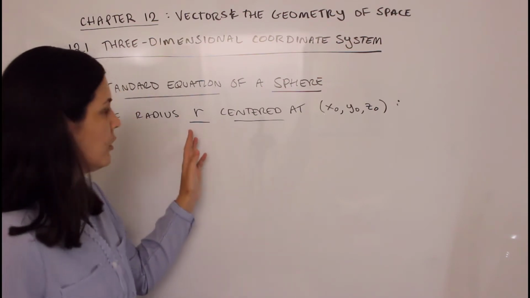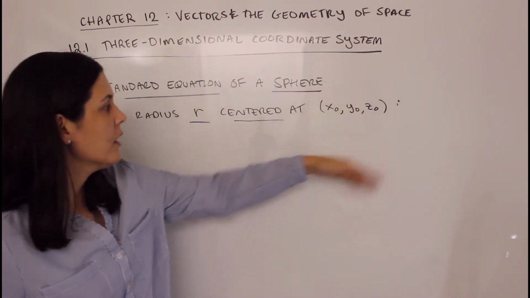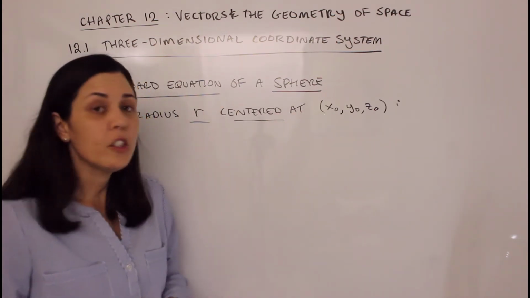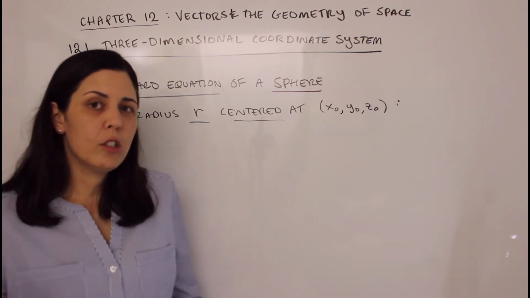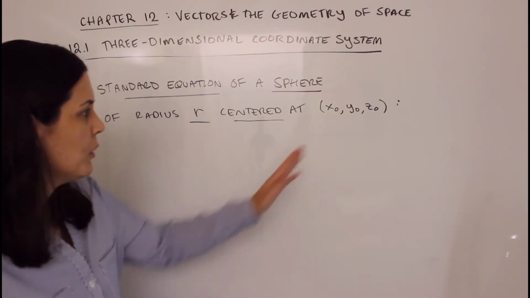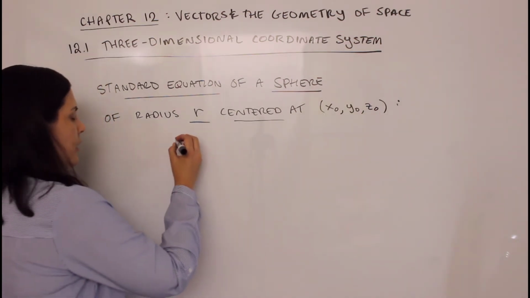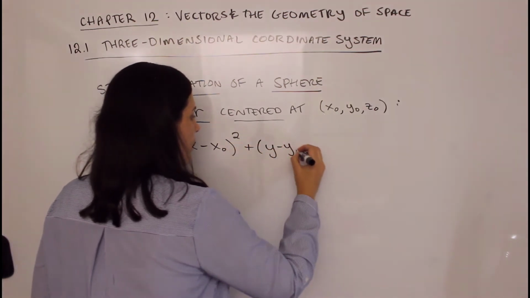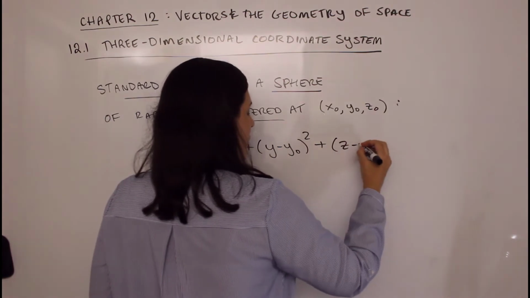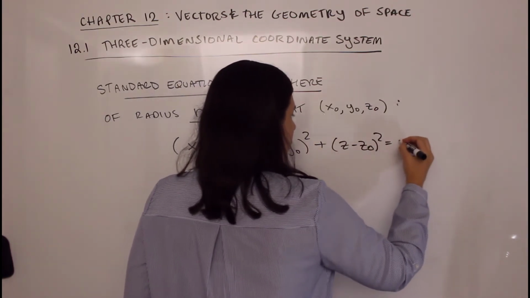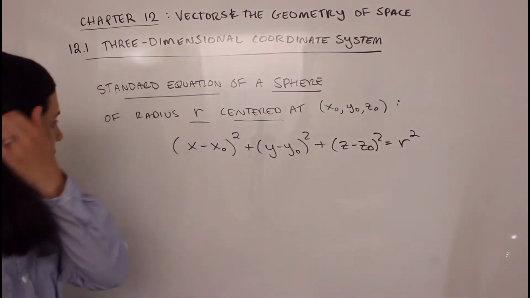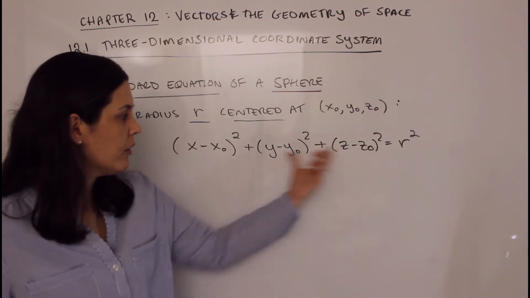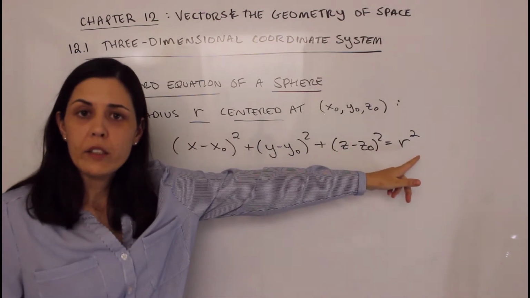So in general, I'm saying it's centered at x naught, y naught, z naught, and it has a radius of r. So these would be numbers for an actual situation, but this is in general. And if you remember the equation of a circle, this might look very familiar, just with an added z component. So this equation is (x minus x naught) squared plus (y minus y naught) squared plus (z minus z naught) squared equals r squared. Okay, so this is standard form of a sphere. You subtract where you are centered at in each of these quantities, and then you square the radius on the other side of the equal sign.